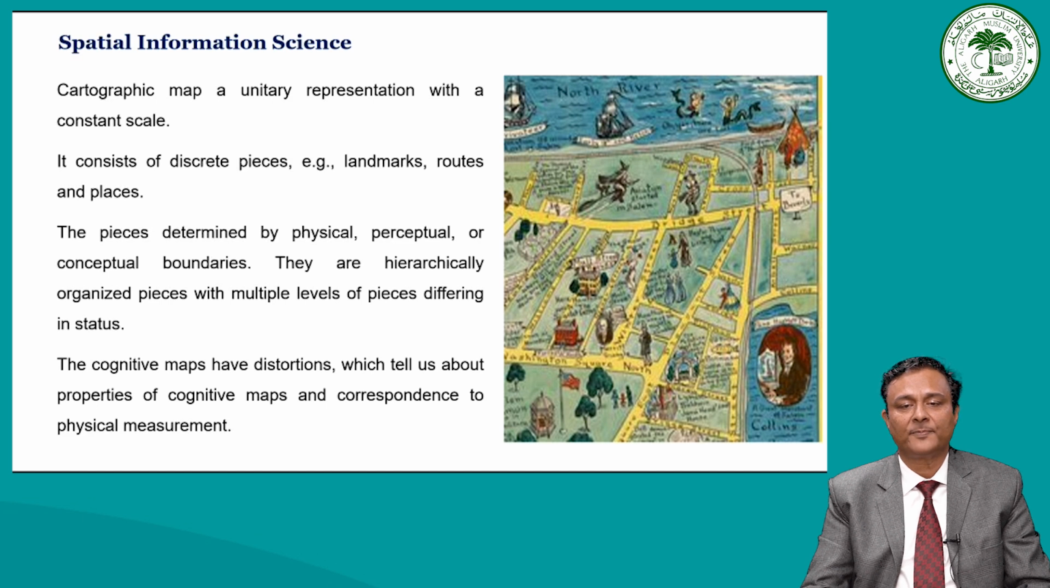Cognitive maps have distortions also, which tell us about properties of cognitive maps corresponding to the physical measurements. For example, Chennai is thought to be in the south of India, whereas it is actually southeast of India. Or, more commonly, in explaining travel paths, turns are referred to more like right angles and curved lines are mostly straightened.